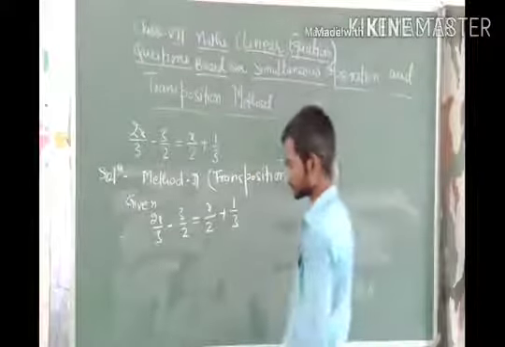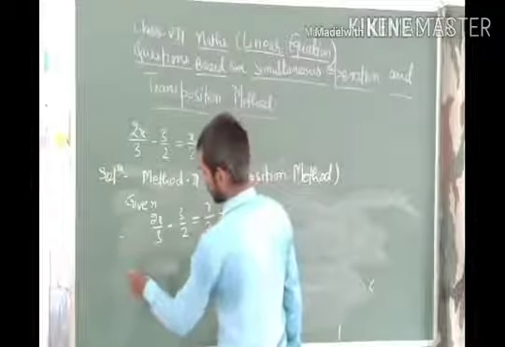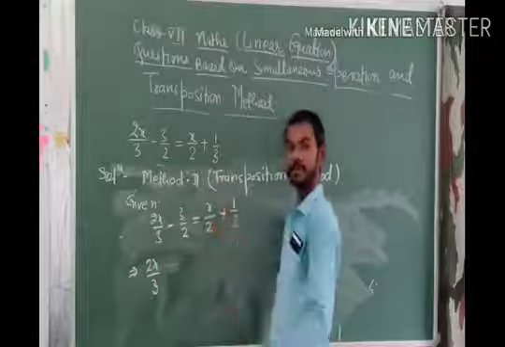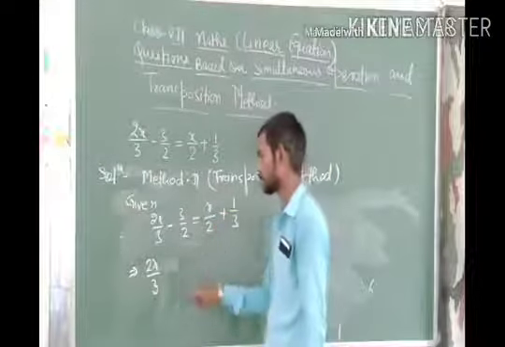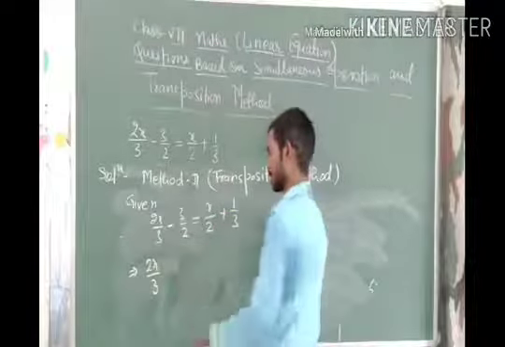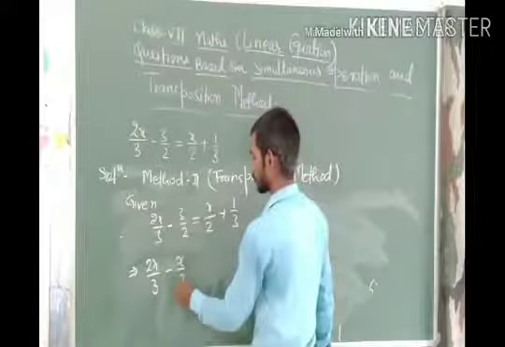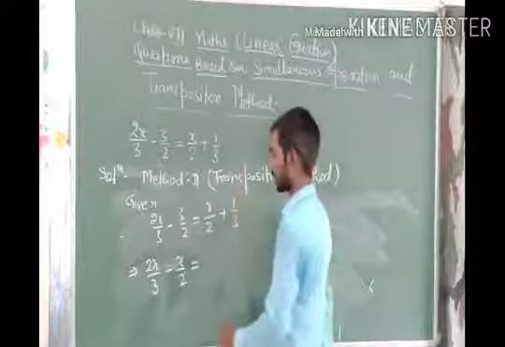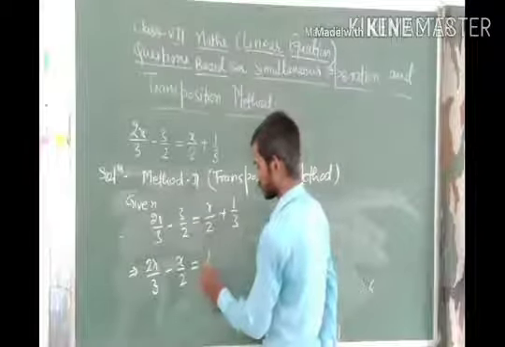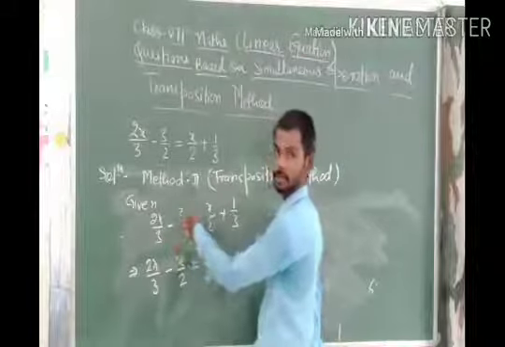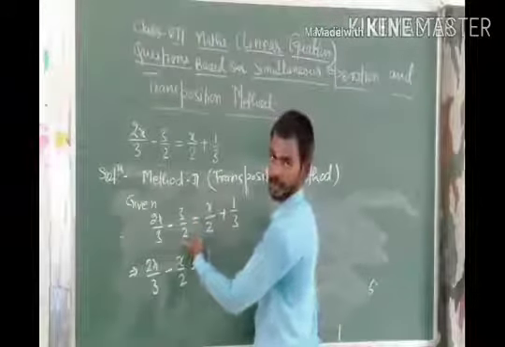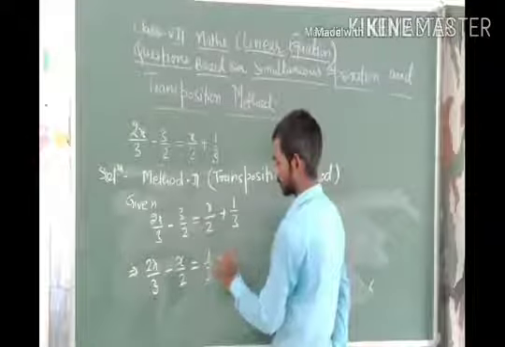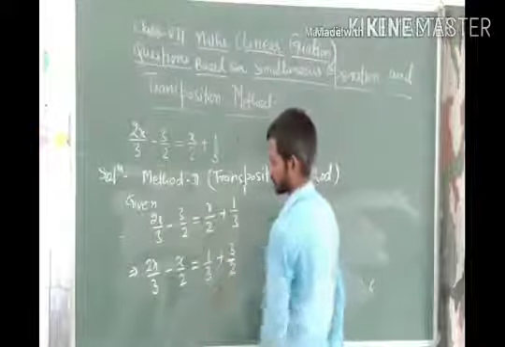So let's see. First we write 2x upon 3. Here x upon 2 is with a positive sign. So when it goes to the left hand side, it will become negative and we get minus x upon 2. And this is equal to 1 upon 3, which will remain as such. So we write 1 upon 3. And here we can see that 3 upon 2 is with a negative sign. So when it crosses the border, it becomes a positive sign and we get 3 upon 2.